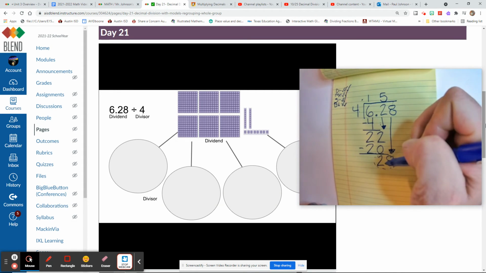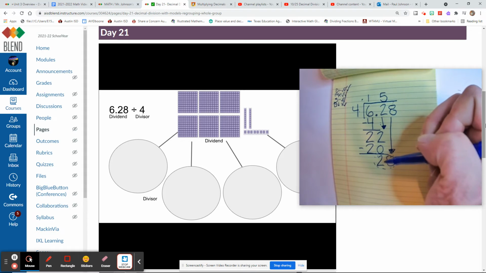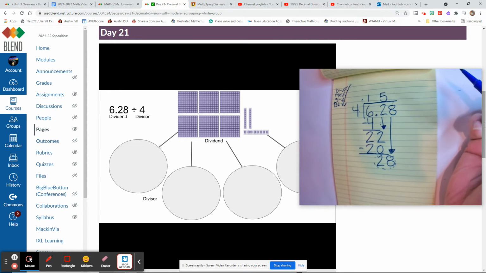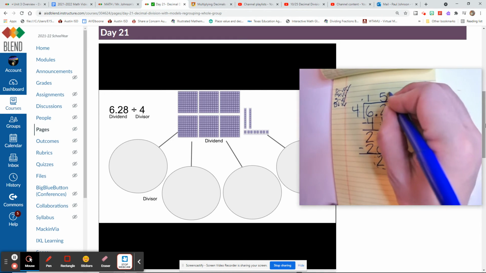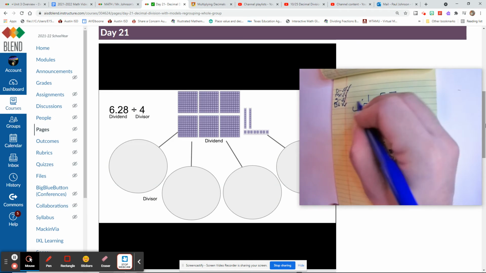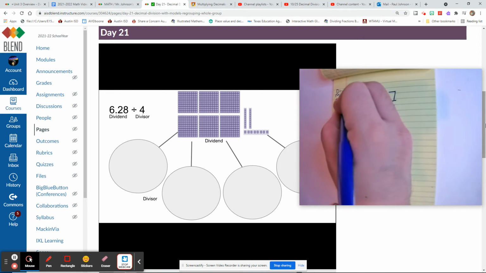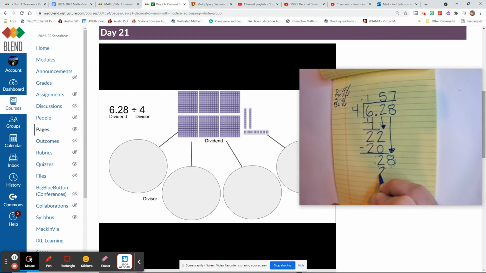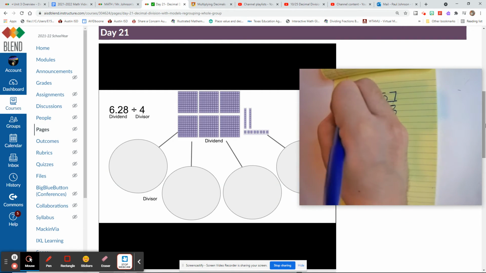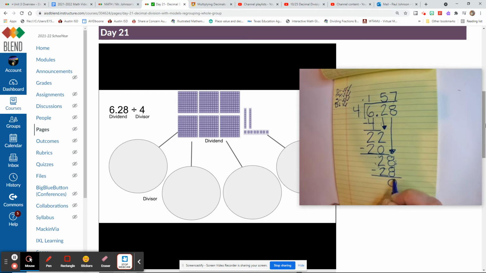4 goes into 28. Like I said before, 4 times 6 is 24. 4 times 7 is 28. So we actually found a good number. 4 times 7 is 28. So now we're just going to subtract. And we get 0 because we're doing decimals. With decimals, we'll never have a remainder.